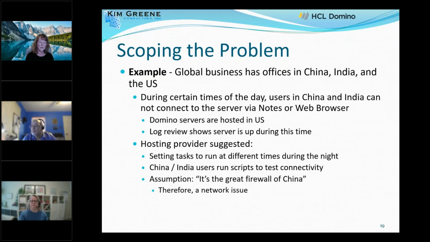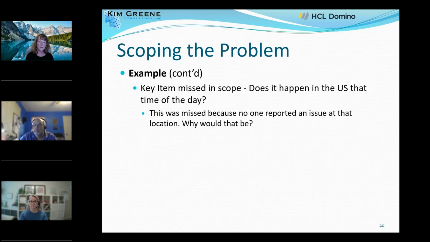It seems like people are assuming that it's a network problem, that it's the Great Firewall of China. Of course, that wouldn't impact India. So we're really trying to figure out what this might be. So we take a look and we realize this isn't really well scoped. So we took a look at the scope and we said, has anyone tested in the US at that time of day? And this was one of the big things that was missed in the scope.